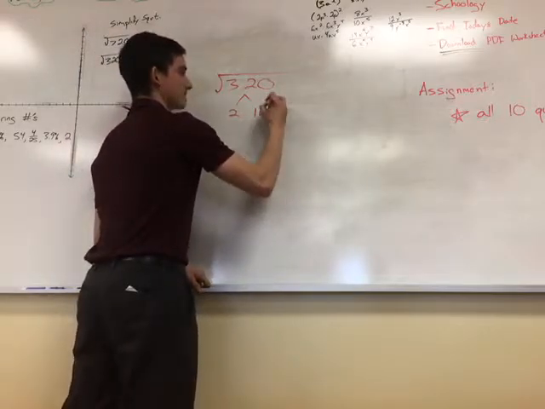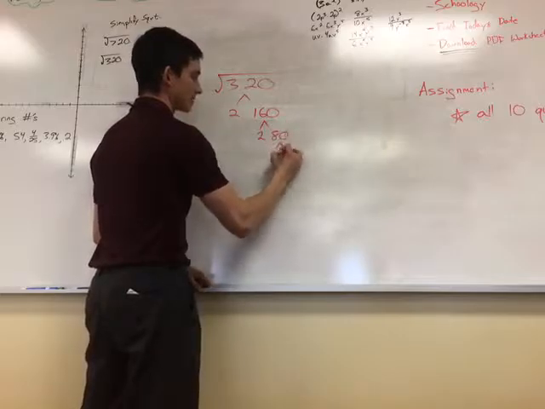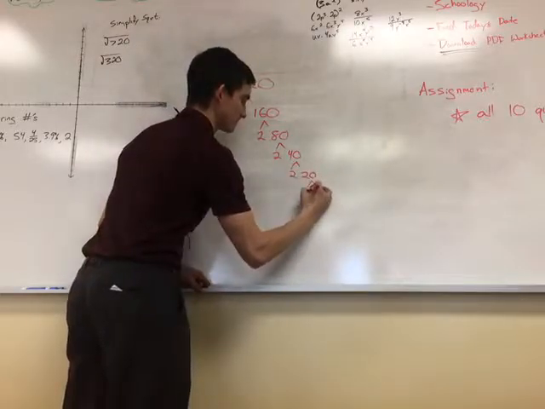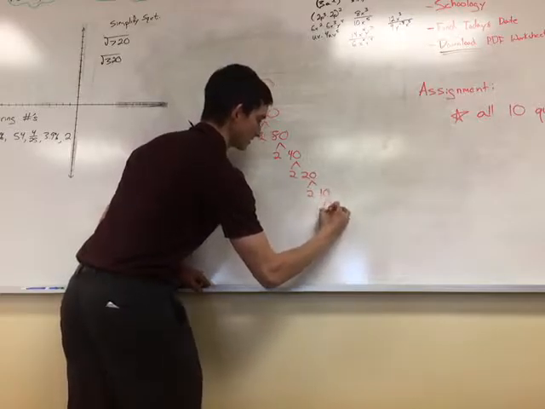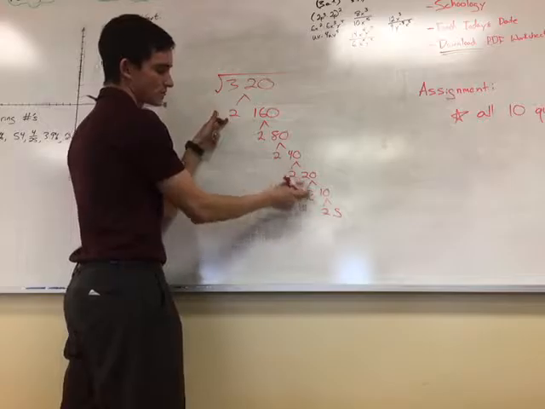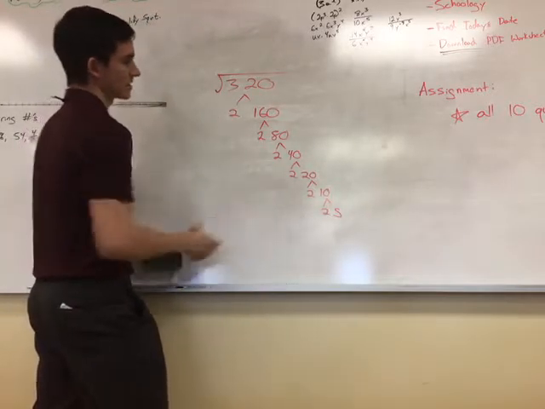So that's 160. Even number again, so I'm going to divide by 2, that's 80. Even number again, I'm going to divide by 2, that's 40. 2 is 20. 2 is 10. 2 and 5. And then all prime. 2, 2, 2, 2, 2, 2, 5. So I'm done with my prime factorization. I have 6 2s and a 5.